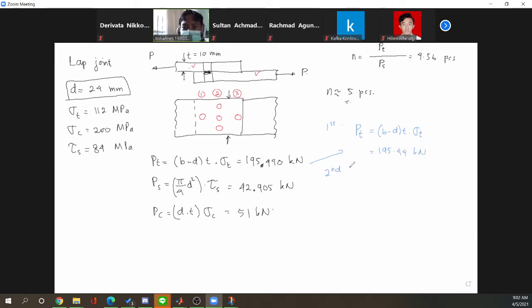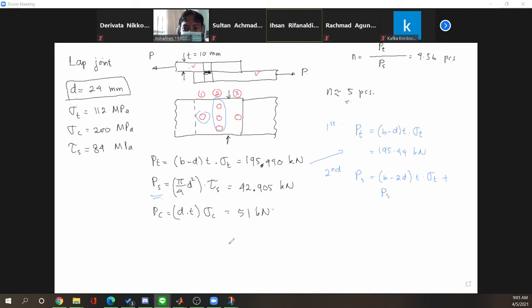And for the second row, we have 2 rivets, but please don't forget to add, we have one rivet in front of the second row. So we have one rivet in front of the second row. So we have to put the shearing strength here. This is the weakest one. The shearing strength for one rivet.